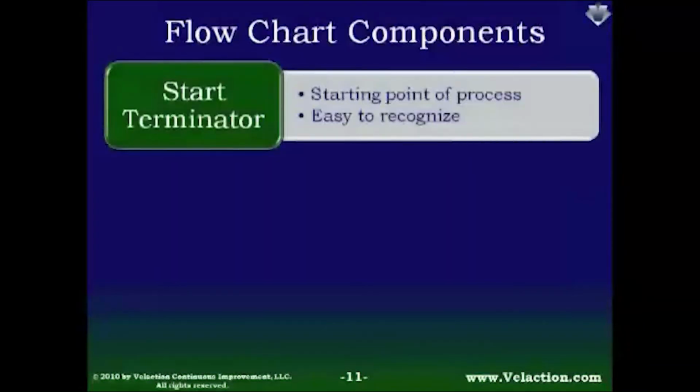So how do they look? Well, the start terminator is basically the way of saying here's where the process begins. The point on a page should be easy to recognize, but also in real life. It should be something that's very clearly the beginning of a process. And this is often the fax machine buzzes, or the fax is received, or the email is received, or the customer walks in the door. So there's some finite, easily identifiable action that's your trigger to start your flowchart.